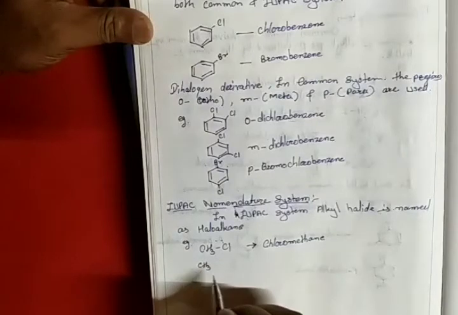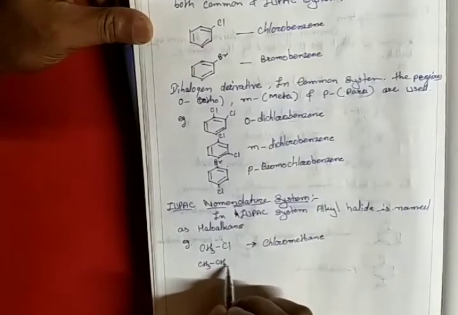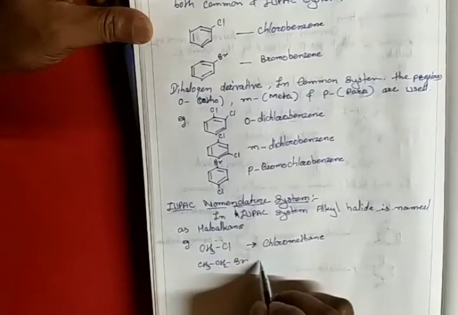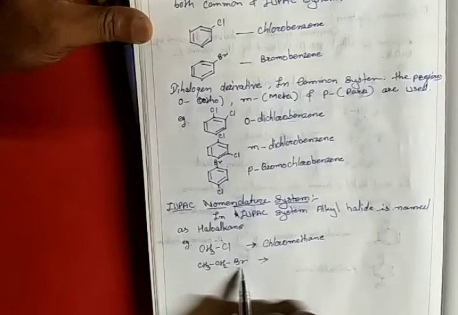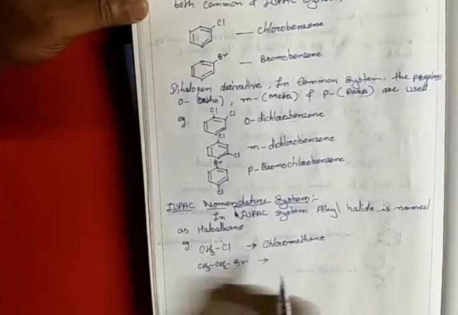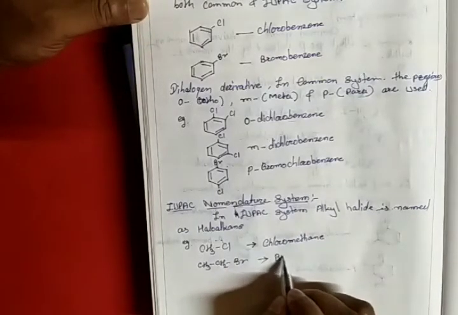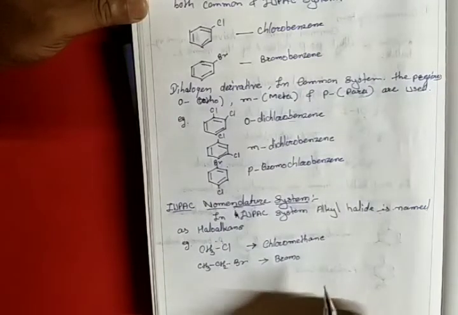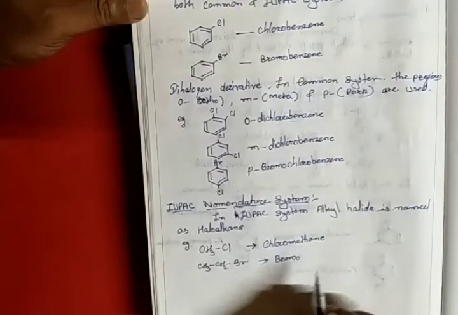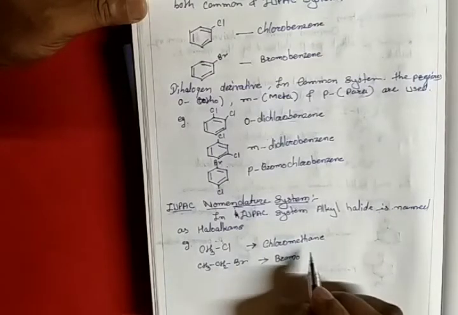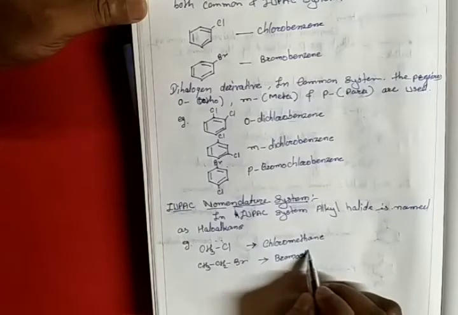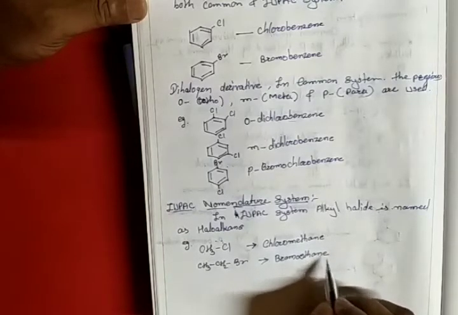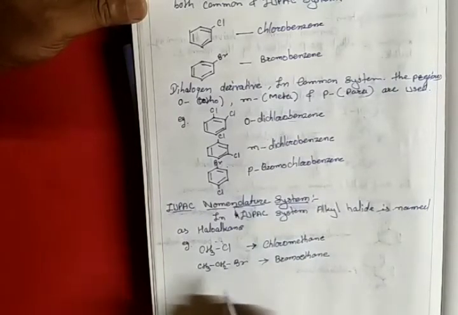Then one more example, CH3CH2Br. Here the alkyl group is the ethyl group, and the halogen atom is bromine. So bromo is the name of the halogen atom, and there are two carbon atoms in the alkyl group. So with two carbon atoms, the parent alkane is ethane: bromoethane.